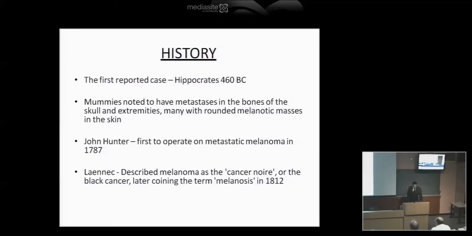The history of melanoma goes back to the days of Hippocrates. The first reported case was by Hippocrates in 460 BC. Mummies in Peru have been found to have metastases upon examination by paleopathologists, and they've been found to have melanotic masses in the skin and metastases in the bones, confirming malignant melanoma in these mummies. John Hunter was the first to operate on metastatic melanoma in 1787. It was first described by Laennec, who's famous also for inventing the stethoscope. He described the melanoma as cancer noir, or the black cancer, and coined the term melanosis in 1812.